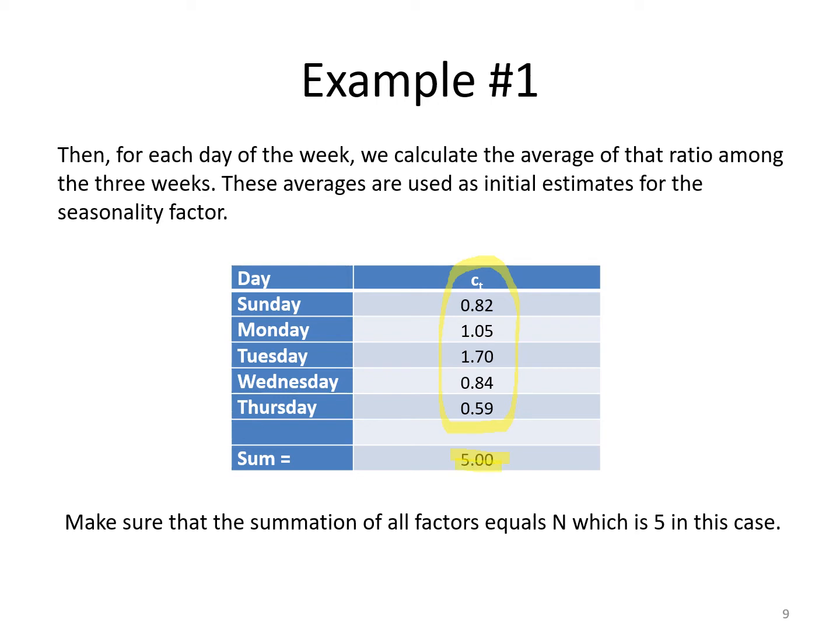Now, if this is not the case, then we have to do some adjustments to the values assigned to the seasonality factors given here in order to have a total summation that exactly equals 5. In this specific case, the summation was exactly 5. So it's sufficient to use the values as is without any changes. Later on, we'll see some other examples in which we will adjust the values of the seasonality factors.